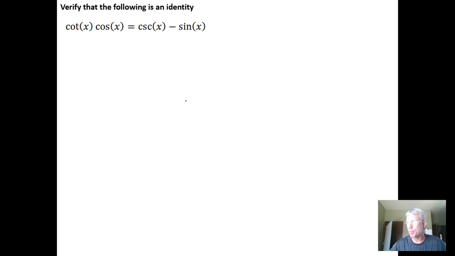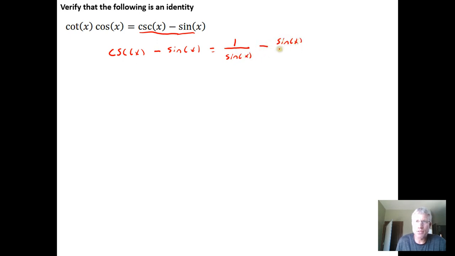So we'll do one more example before we do things that have ratios. So here I have cotangent of x times cosine of x equals cosecant of x minus sine of x. And this is one where you look at it and it's kind of hard to make an argument for which of the two sides is more complicated looking. I'm going to run with the right hand side. So I'm going to start by transcribing it. Cosecant of x minus sine of x is equal to, and I know that the cosecant is just 1 over the sine, and this is minus the sine of x.